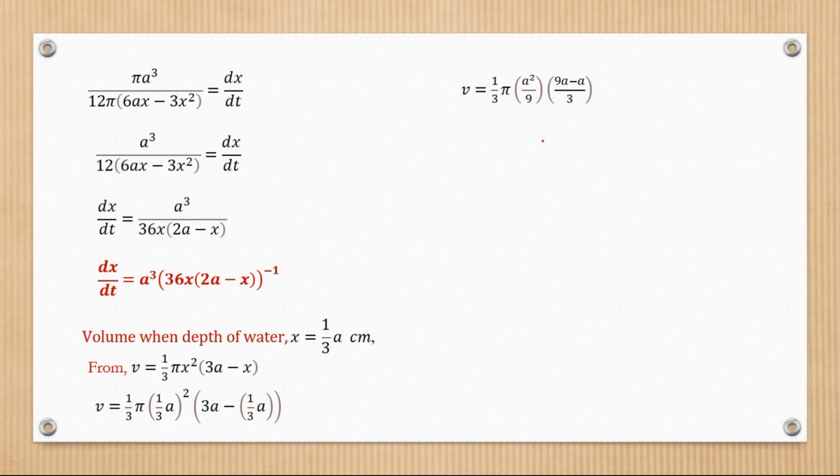So now when I work this out, here I'll have 9a minus a over 3. So 9a minus a is 8a, so I have it this way. Now open those brackets and multiply, and I'll have 8a³ at the top over 81π. So now this is the volume of the water when the depth is x equal to a third a centimeters.